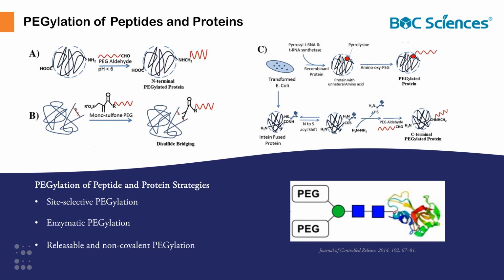Peptide and protein PEGylation usually cover the following strategies: site-selective PEGylation, enzymatic PEGylation, as well as releasable and non-covalent PEGylation. Site-selective PEGylation mainly includes N-terminal PEGylation, which involves disulfide bridging using specific cross-functionalized monosulfone PEG reacting with protein disulfide bridge, or PEGylation of proteins with unnatural amino acids and intein-fused protein, and both protein types are obtained by recombinant technology.